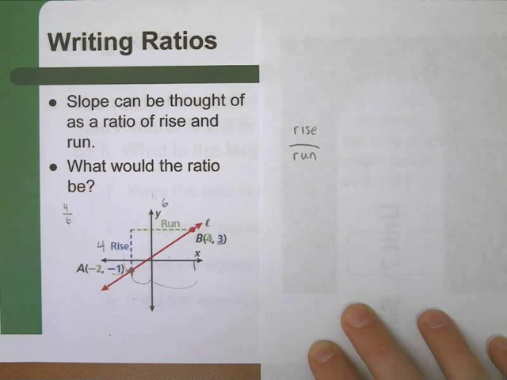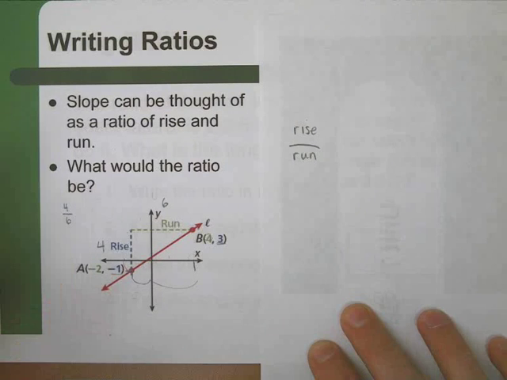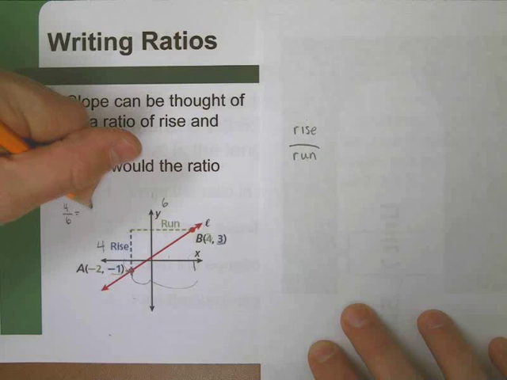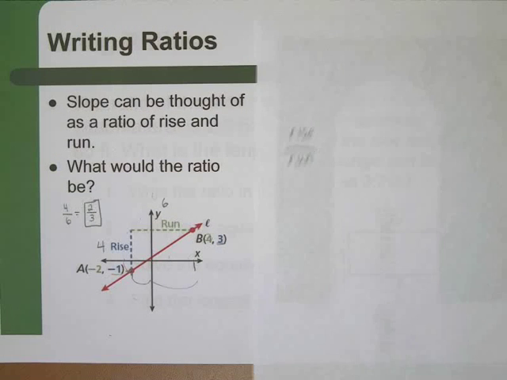But we need to be careful, because anytime we write a ratio as a fraction, if it reduces, we need to do so. 4 over 6 does reduce. It reduces to 2/3. So we would say the ratio would be 2 to 3 of rise to run. Pretty simple problem, right? You've done that a lot.